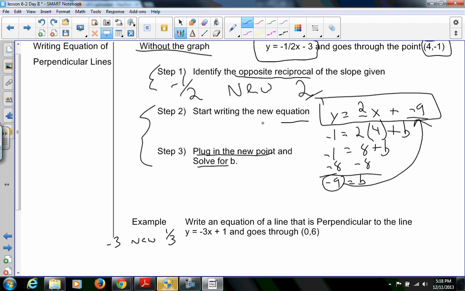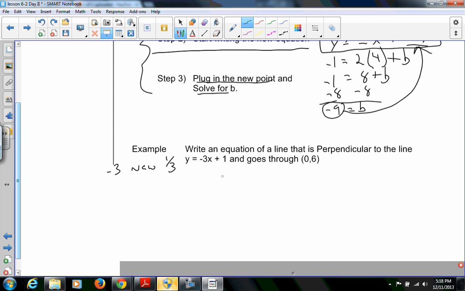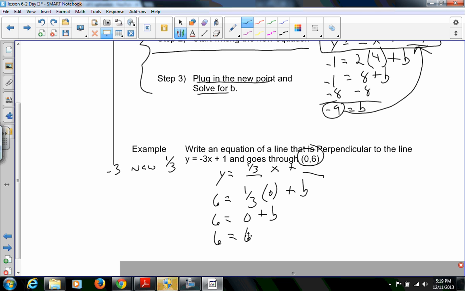Identify it. Then I'm going to write the new equation. Start writing it. So I got y is equal to blank x plus blank. And my new slope is 1/3. And again, plug in my point, 0, 6. So I have 6 is equal to 1/3 times 0 plus b. 6 is equal to 1/3 times 0, 0, obviously. And b is equal to 6. And this value goes right here. So my answer is that.